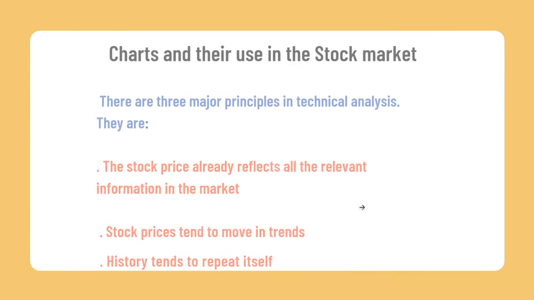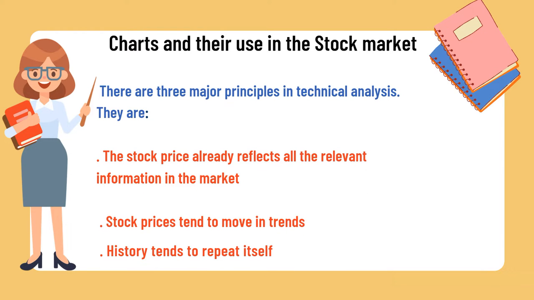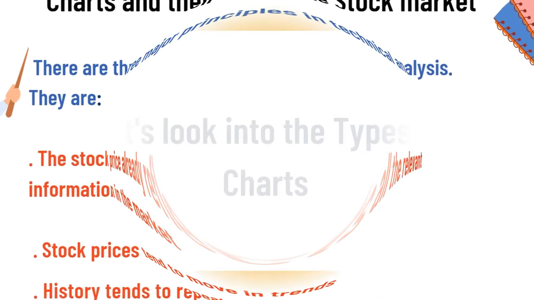Now, let's talk about charts and their use in the stock market. So basically, there are three major principles in technical analysis. First is, the stock price already reflects all the relevant information in the market. Second, stock prices tend to move in trends. And third one is, history tends to repeat itself.